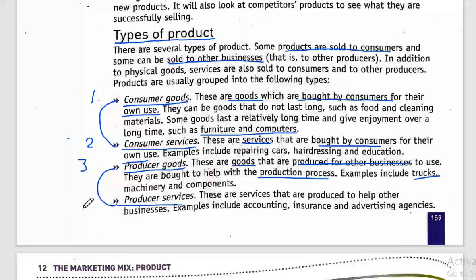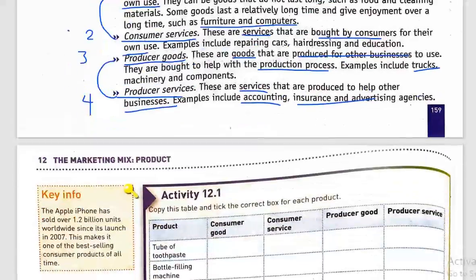Producer services, which is the fourth type of products, are services that are produced to help other businesses, or offering services for other businesses, such as accounting, insurance, and so on. So there are services that are being offered to businesses, not individuals.